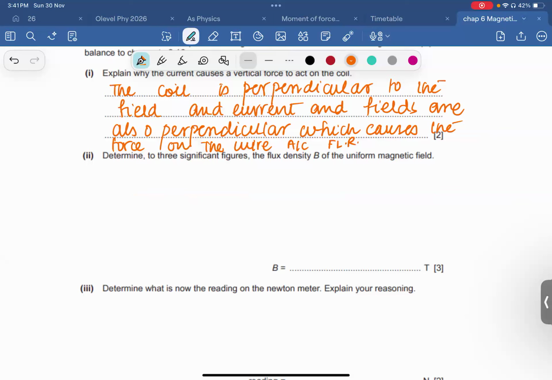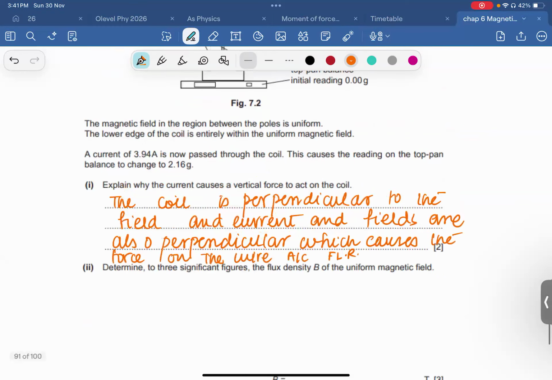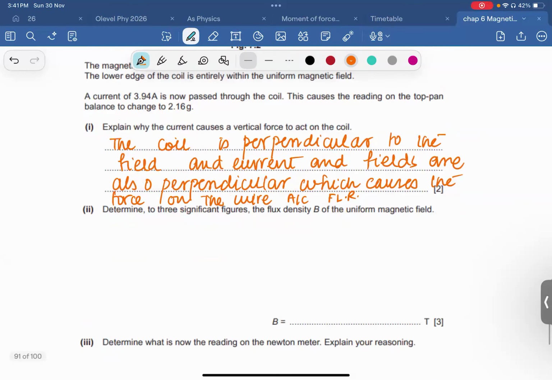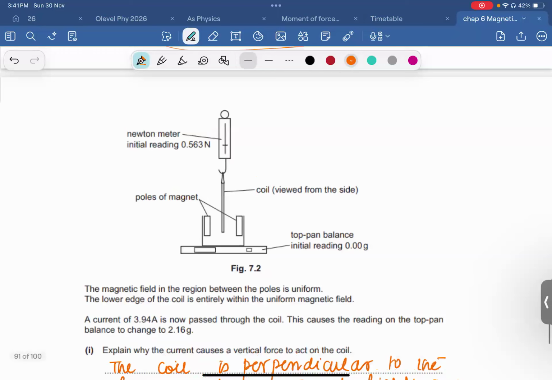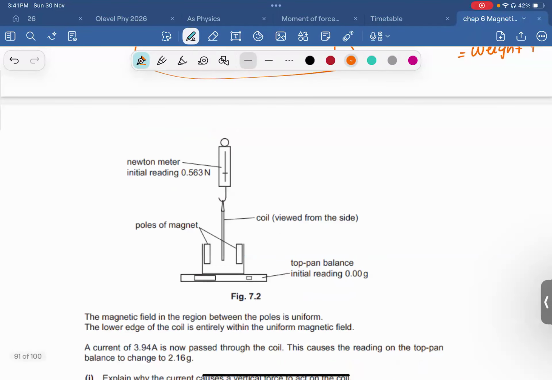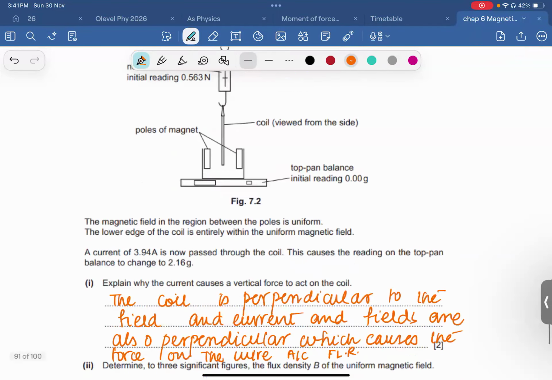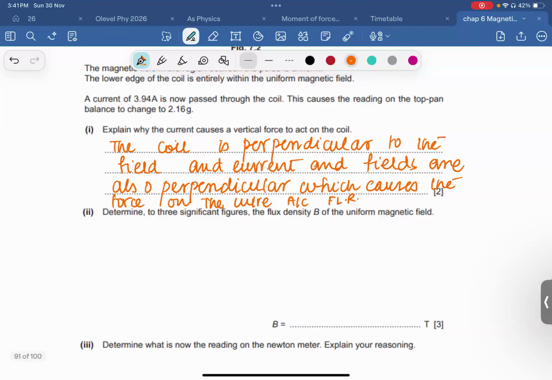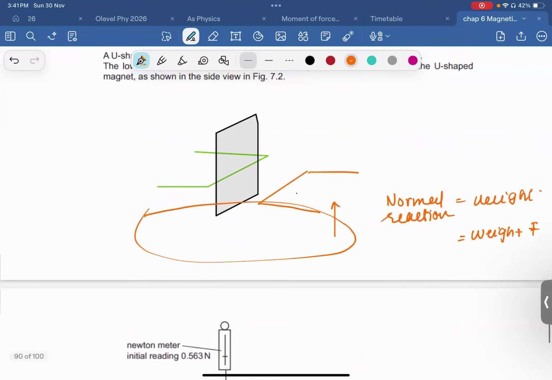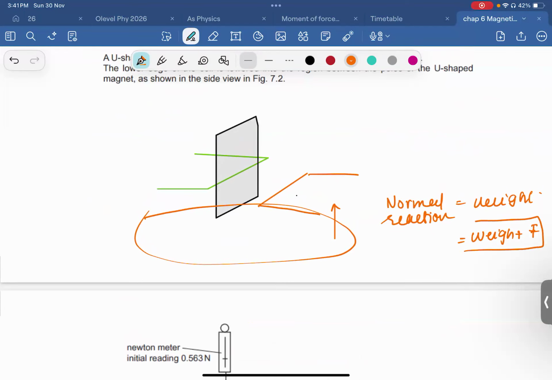Determine to three significant figures the flux density B of the uniform magnetic field. Okay, uniform magnetic field. By the way, we know that over here, the way it is given, the downward force should be equal to the upward force, right? So the downward force is going to be the sum of these two forces, right?